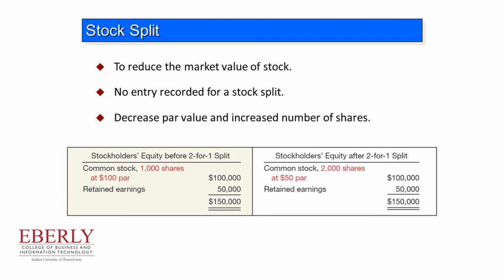What is the common stock value in the outer column? It is still $100,000, no change. How about retained earnings? No change, still $50,000. How about total stockholders equity? No change, it's still at $150,000. So it's only the presentation that changes, the number of shares outstanding and the par value.